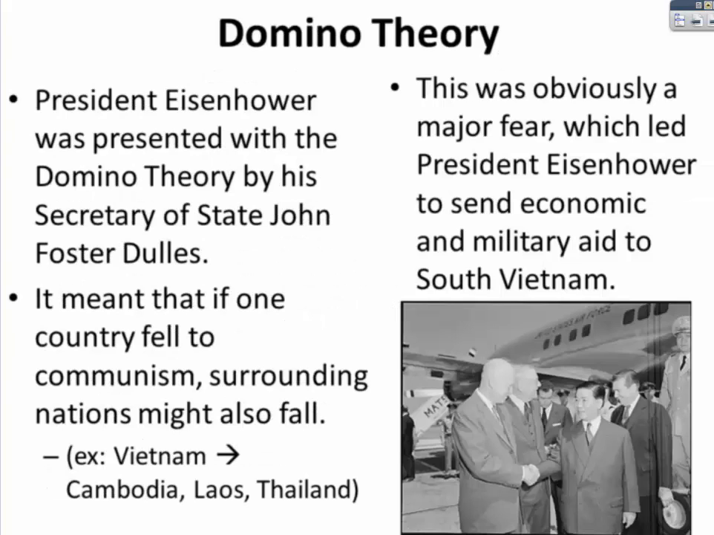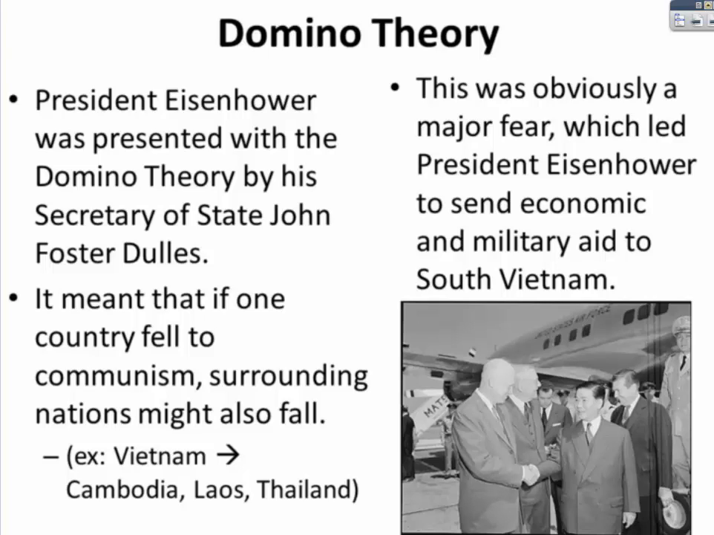The Domino Theory. President Eisenhower is presented with this theory by his Secretary of State, John Foster Dulles. It really means that if one nation fell to communism, surrounding nations might also fall due to the influence of the first nation to fall. An example would be if Vietnam was to fall to communism, Cambodia, Laos, and Thailand, the three surrounding nations, would also fall to communism. This theory is taken very, very seriously by President Eisenhower, who sends military aid to Vietnam.